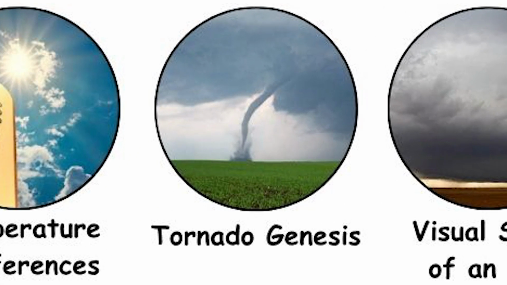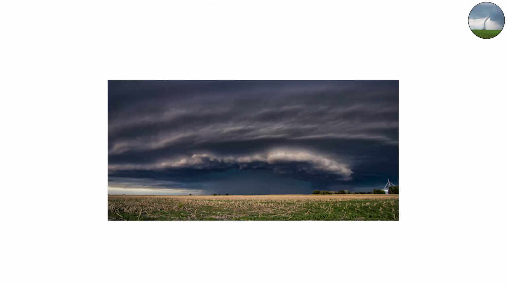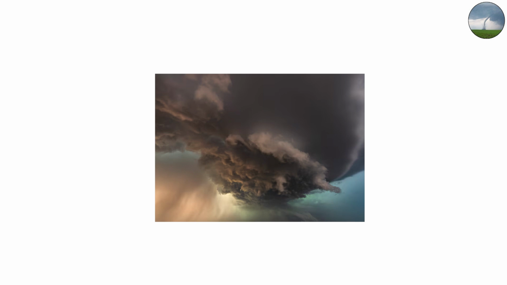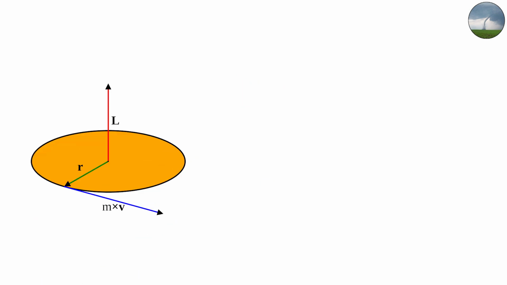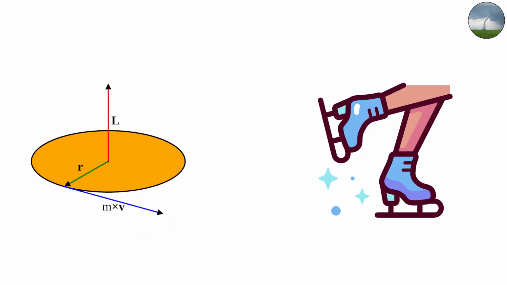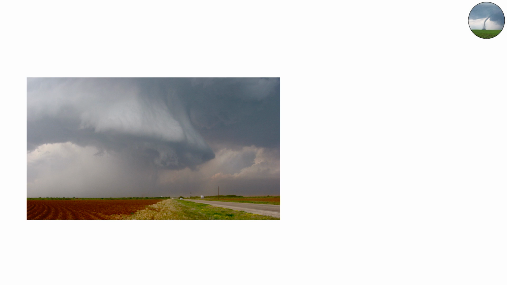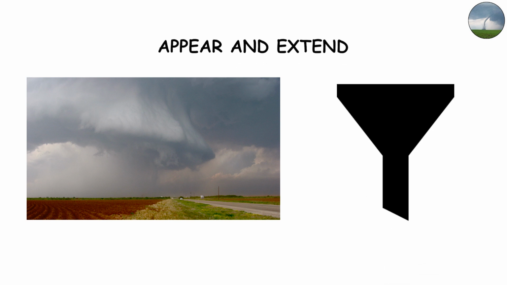The RFD in tornado genesis. The RFD isn't just background turbulence. It's often the final trigger that helps a tornado form. As the RFD wraps around the mesocyclone, it tightens the rotation near the surface, concentrating angular momentum like an ice skater pulling in their arms. This narrowing rotation can suddenly cause a visible funnel to appear and extend toward the ground.